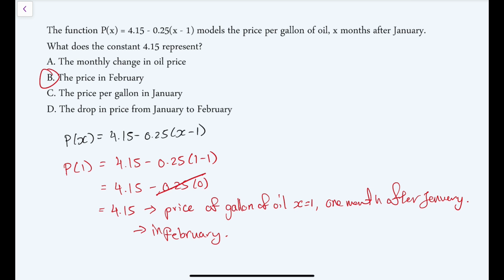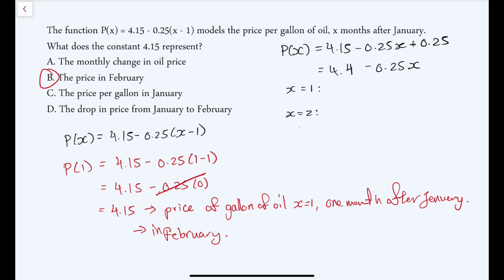Going about it the second approach, like the one we did above, was kind of just expanding it all. So 4.15 minus 0.25 times x minus 1, which gives 4.4 minus 0.25x. And then you plug in the scenarios: what if x is equal to 1? What if x is equal to 2? And so on, until you get just the answer of 4.15, and then you see, oh, that's the price in what particular month, okay?